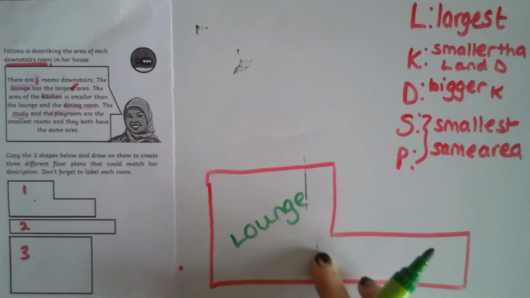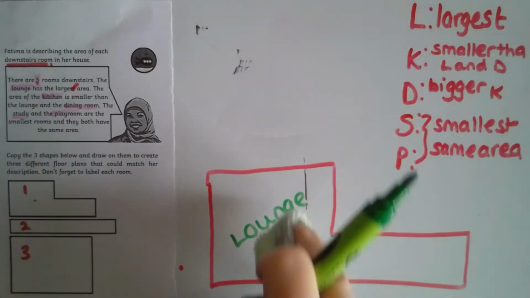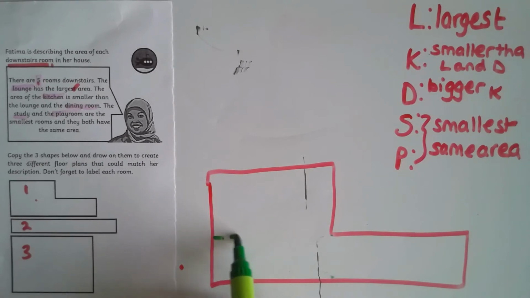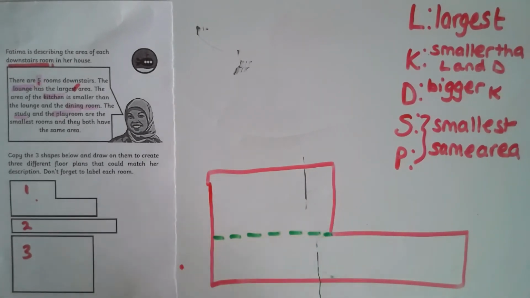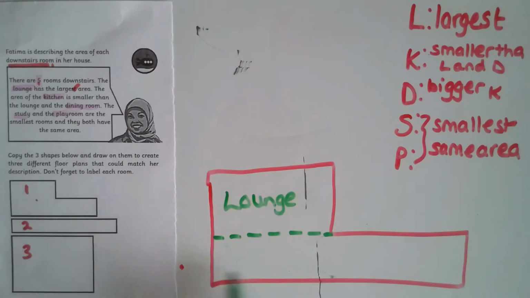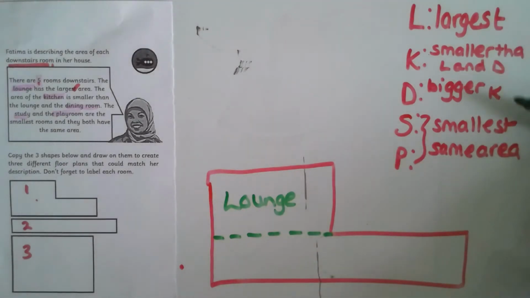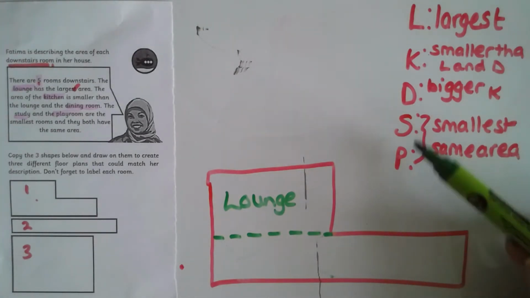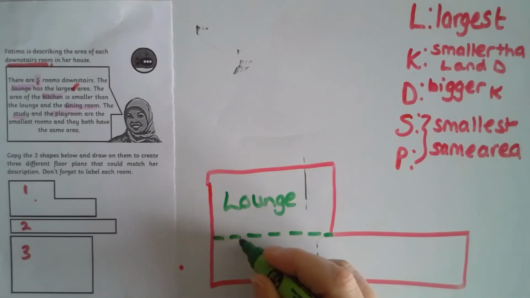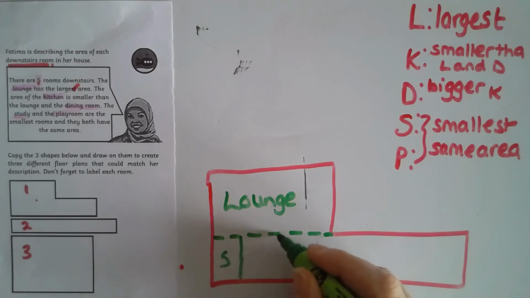Okay, so I could do that. I could just think, I could maybe make a little dotted line there, and maybe this could be the lounge, and then I'm left with all this space down here to divide or to share out between the other rooms. Now I know that the study and the playroom are the smallest, so it doesn't really matter where they go. So maybe the study's there and maybe the playroom's there, and I know that they're the smallest of the rooms. So how am I going to fit the other ones in?